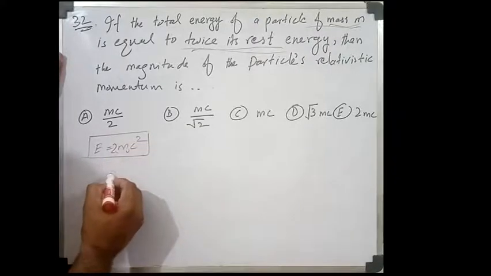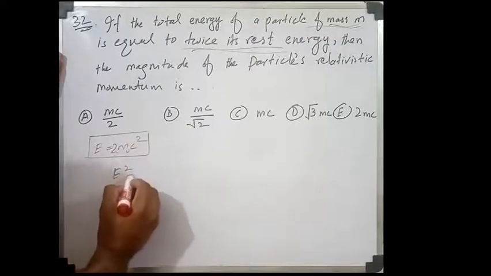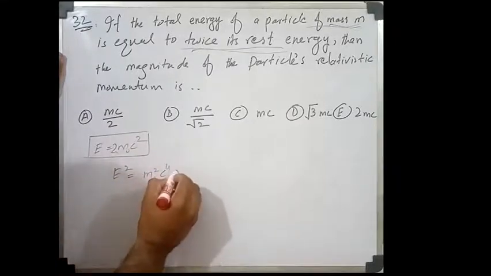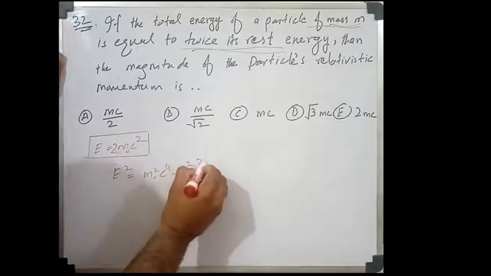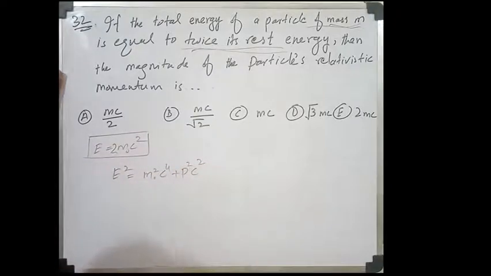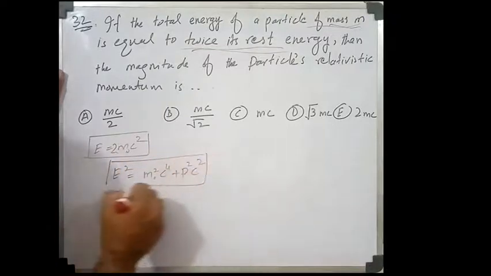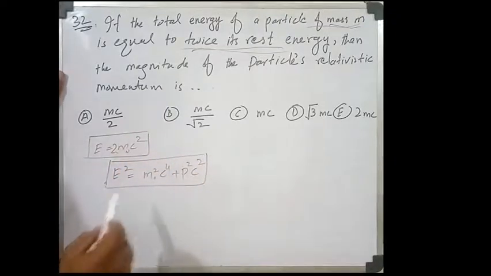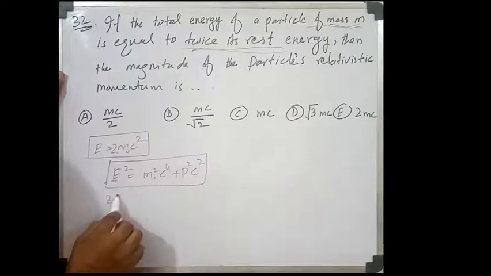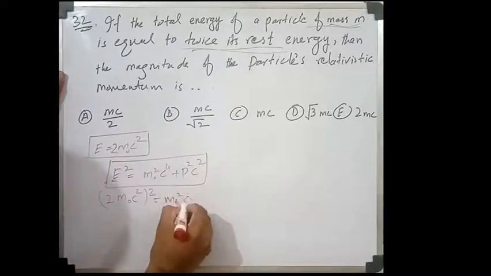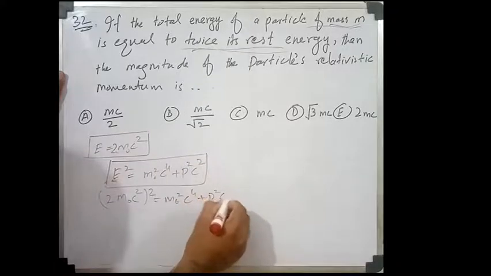The formula for the total energy of a relativistic particle is E square equal to m naught square c power 4 plus p square c square. Now it is given that the total energy is 2 m naught c square, so we will put here (2 m naught c square) whole square, which will equal m naught square c power 4 plus p square c square.